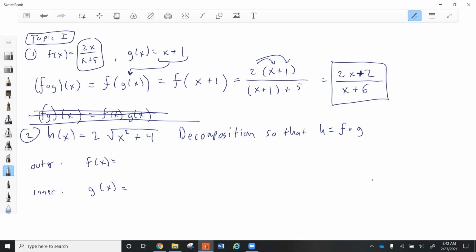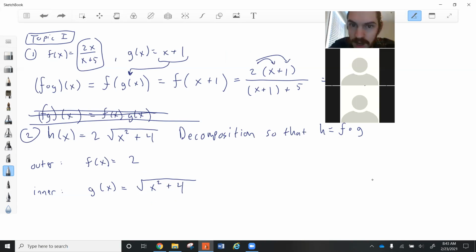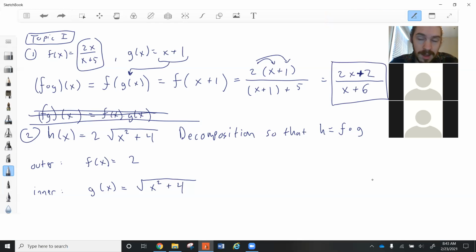So one common answer I saw, well, not super common, but common enough that I think it's worth talking about, is this. This is not correct. The reason is that these two things here, the 2 and this square root, are being multiplied together in this function, right? So these two functions are not functions that can be composed together, but rather functions that can be multiplied together to give us h. So this is yet again that same mistake of confusing composition with multiplication, okay? So that's why this is not correct.